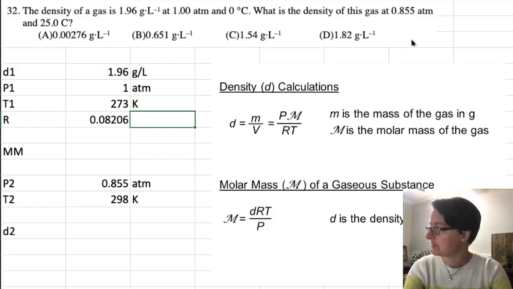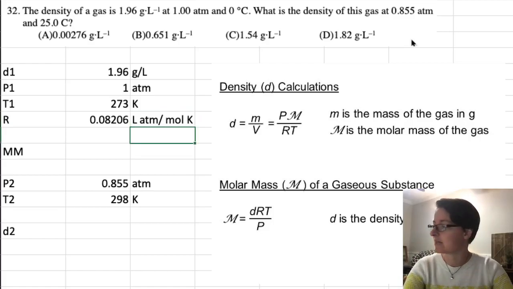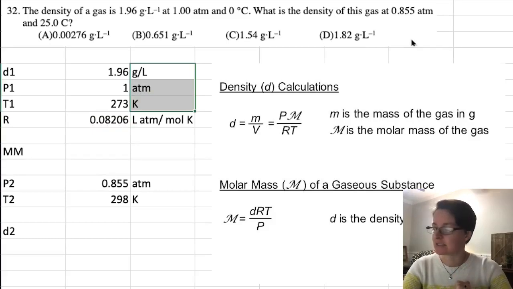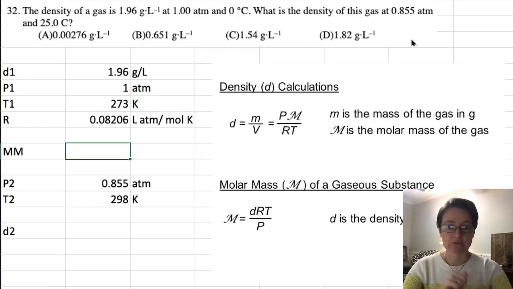And then I'm going to use a value of the ideal gas constant that has the corresponding units. So here, I want to use the value of 0.08206 because that's the value that has liters, atmospheres, moles, and Kelvin. And just double checking, it looks like all of my units nicely match up, which means this is the right value of the gas constant to use.